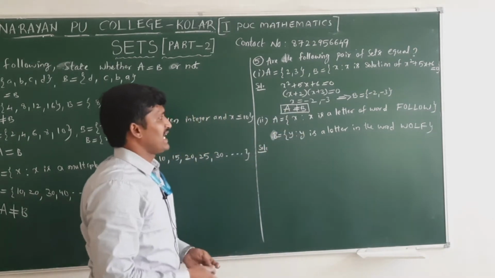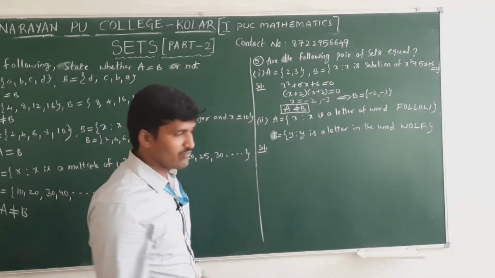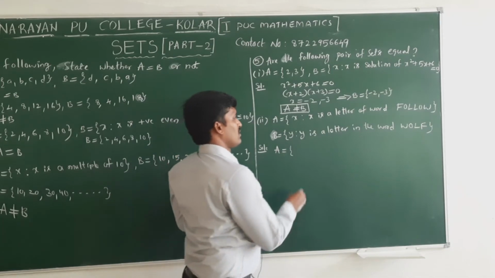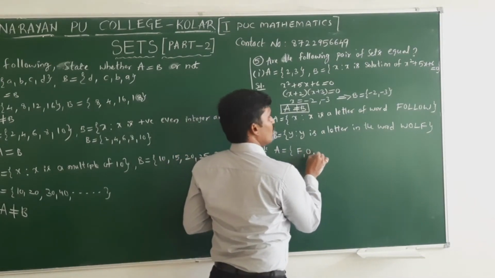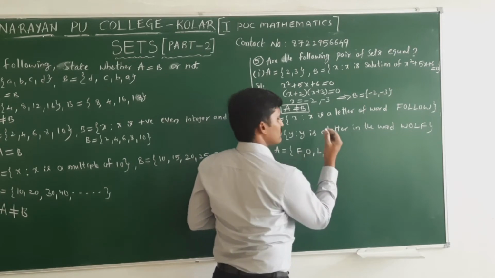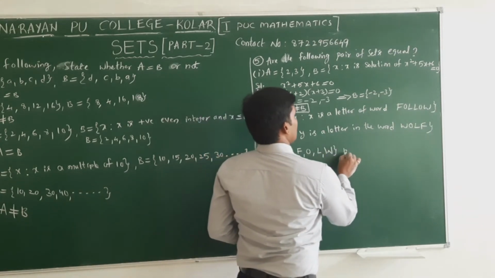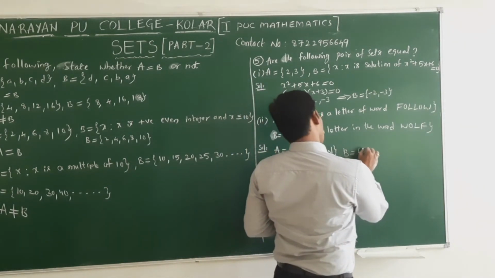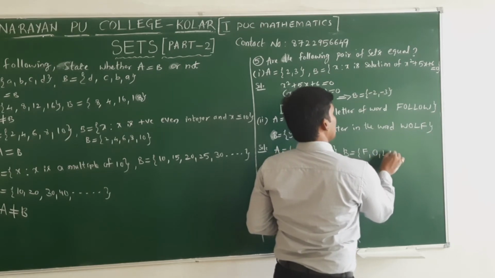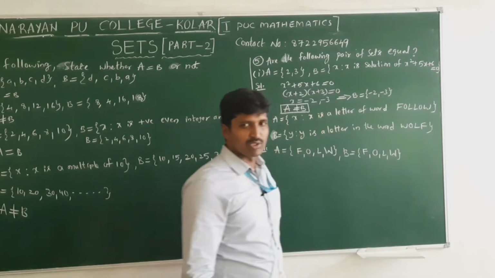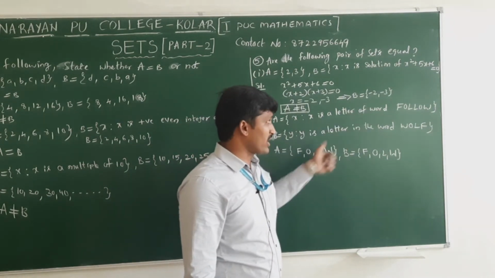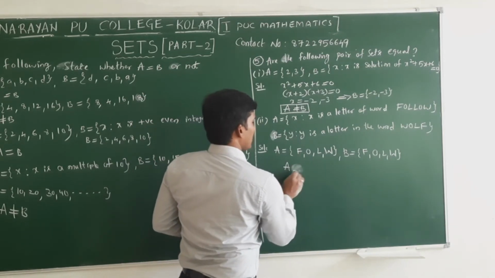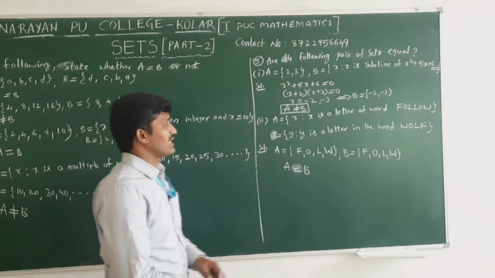Coming to the second question. X is a letter of the word follow. In a set, we are not taking repeated letters. You can take F, O, L, W. B, Y is a letter in the word wolf. So what can you take? F, O, L, W. Both have the same letters, no? Same, but repeated letters are not taken that many times. For repeated letters, taking only once is enough. So clearly, A is equal to B. Both are equal sets.